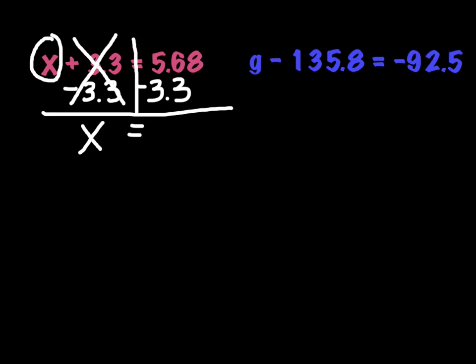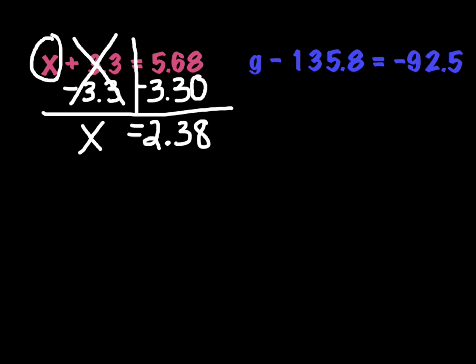And then on the other side, you have 5.68 minus 3.3. This works out well because there's no borrowing involved, so 8 minus nothing. You could add in a 0 if you wanted to, it's not necessary. But 8 minus 0 or nothing is 8. 6 minus 3 is 3. You drop your decimal in the same place, and then 5 minus 3 is 2.